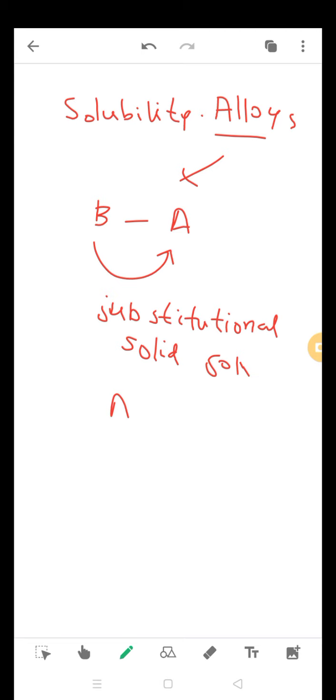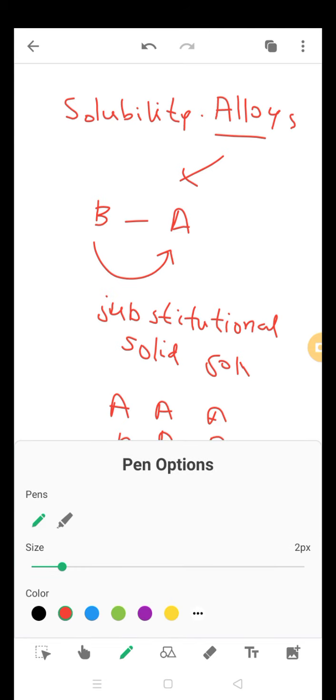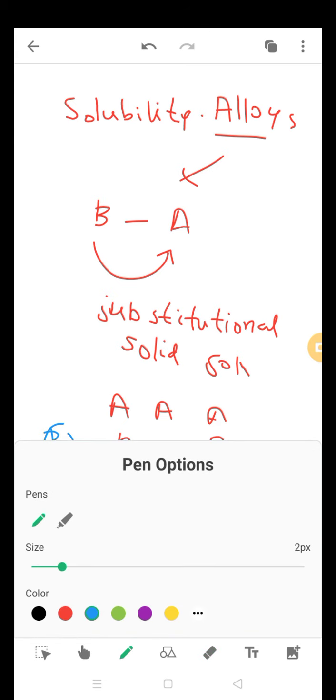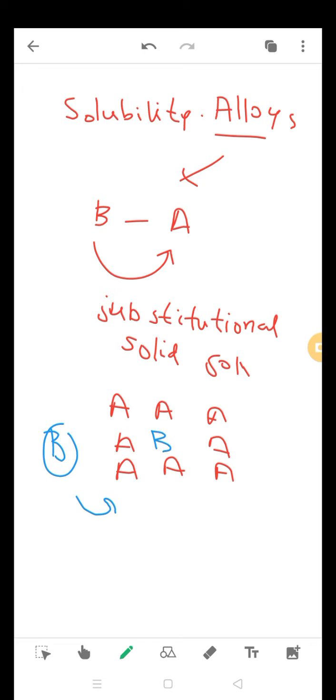That means you have A here initially. And when another element B comes, it actually replaces the A by getting inside one of the positions. This is called a substitutional solid solution. It substitutes one of the atoms.